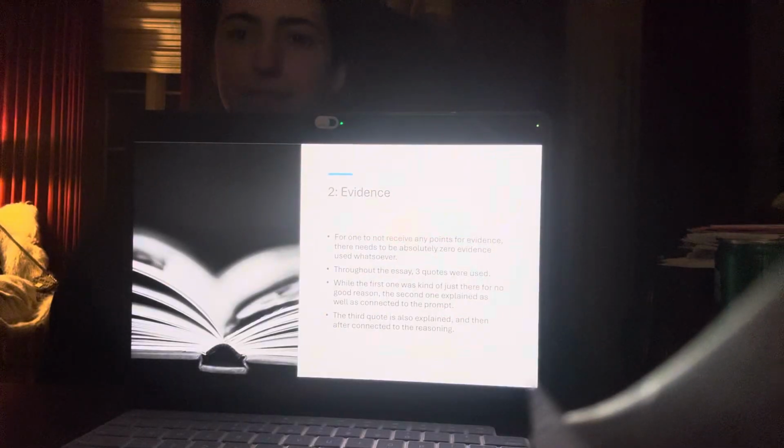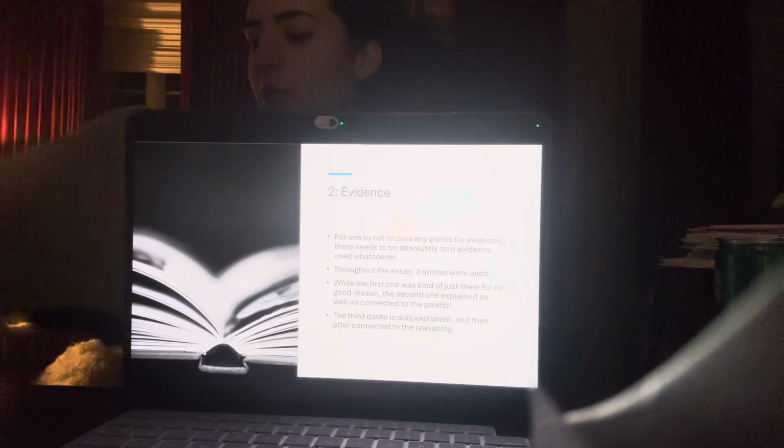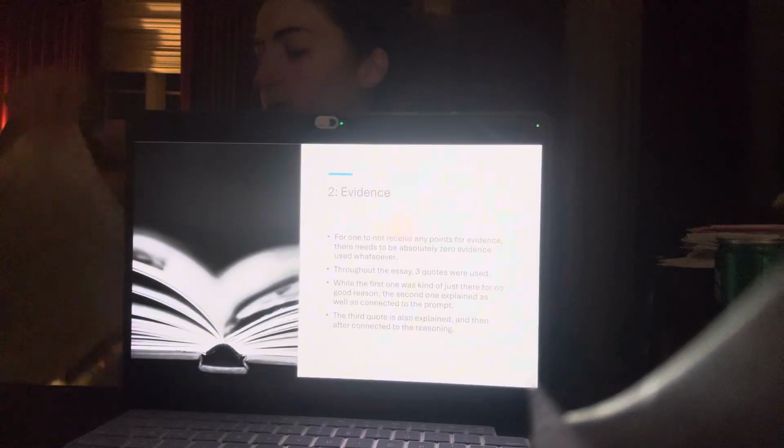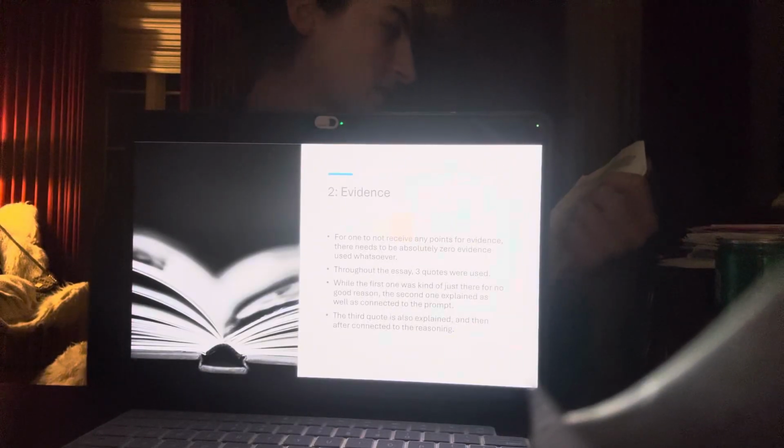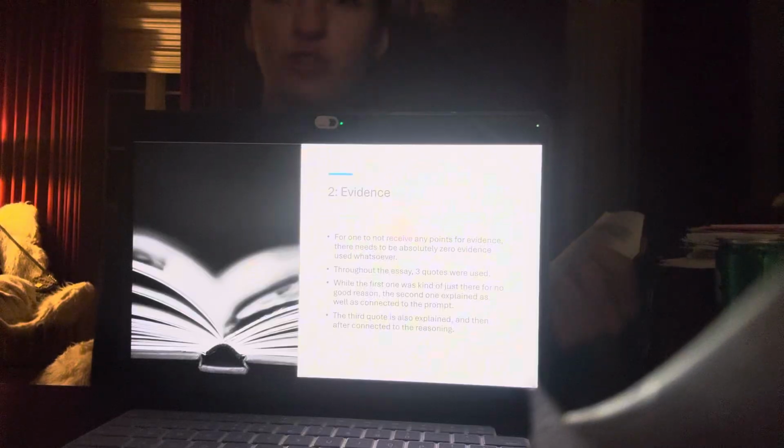The next point is evidence. So here is the rubric on the page. In order to get 0 points for evidence, you would literally have no evidence. I had evidence. I put quotes in my essay. I actually used 3 quotes.